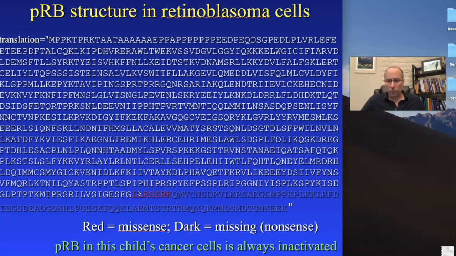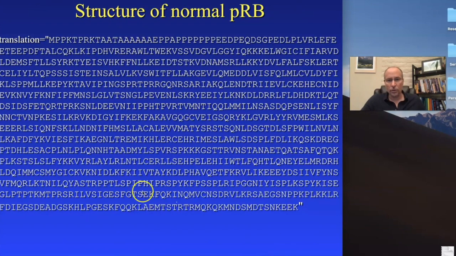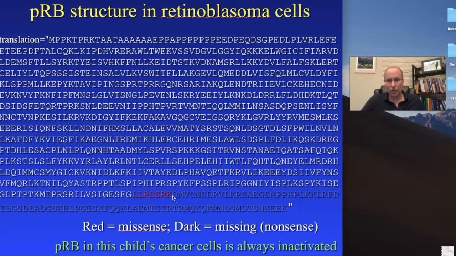Now, not only were these all different, the red ones, but if you look at the dark ones starting here, notice these are all darkened out, and the reason is because they are missing from this retinoblastoma protein in the cancer cells. So in this child's cancer cells, the retinoblastoma protein was different where it's red and missing where it's dark. So in addition to the missense mutation, we also have a nonsense mutation right here. Somewhere along the line, this protein got truncated, almost certainly because of a frame shift that caused missense and nonsense mutations. Okay, what did that do? We'll get to that.